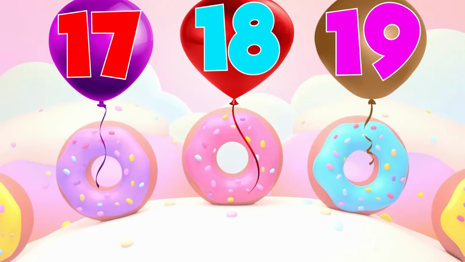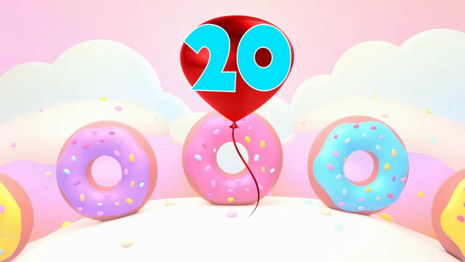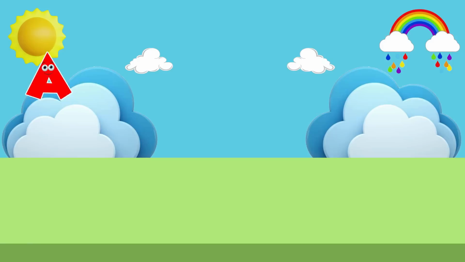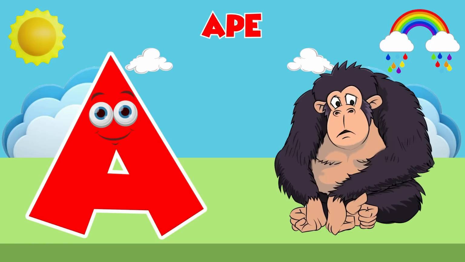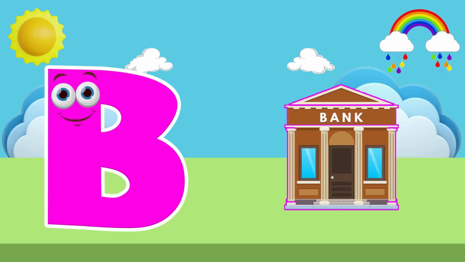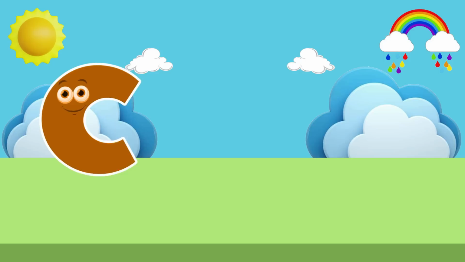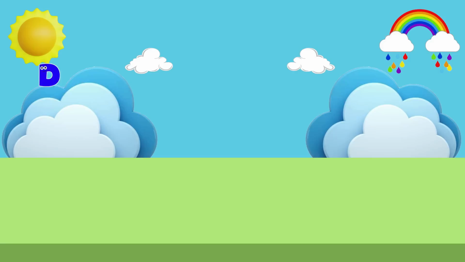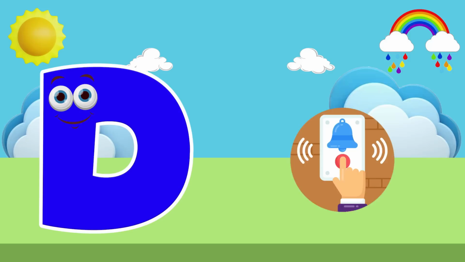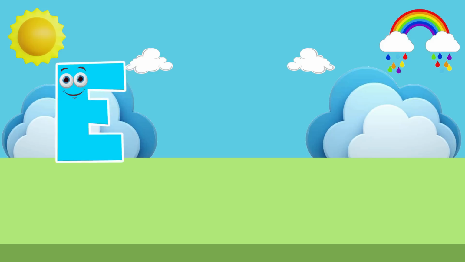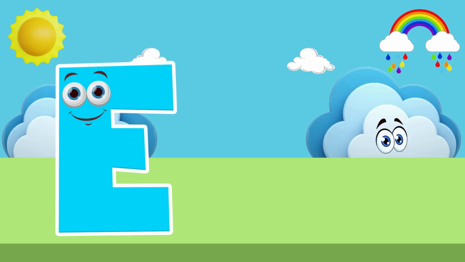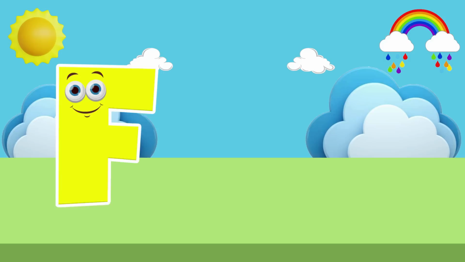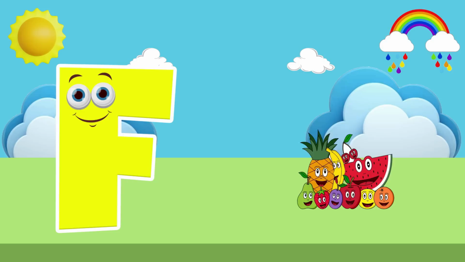14 15 16 17 18 19 20. For A, B, B for bank, C, C for candies, D, D for doorbell. E, E for eyes. F, F for fruits.